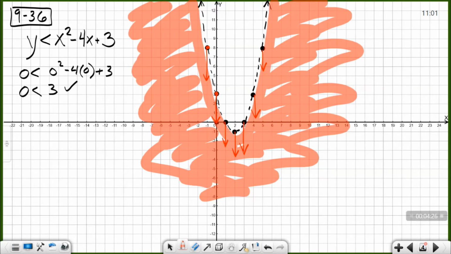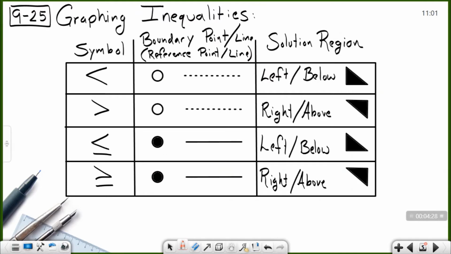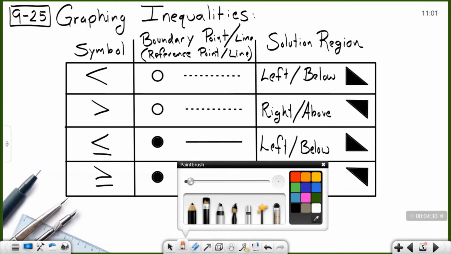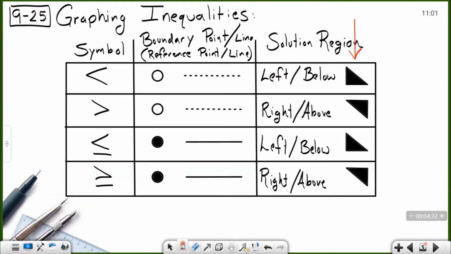Now, if you wanted to plug this into your graphing calculator, let me remind you of our symbols. These symbols over here remind you of how you can put it into the graphing calculator. You can plug this inequality in and see where to shade, and that'll be very helpful. A reminder that it will not show you dotted lines. Whether it's less than or greater than, you just use the same symbol, and it will show you shading in the correct solution region.